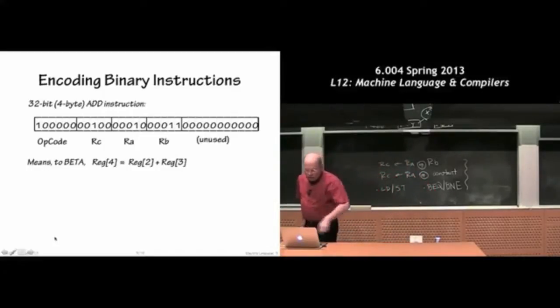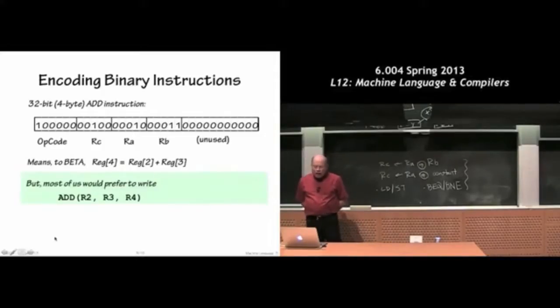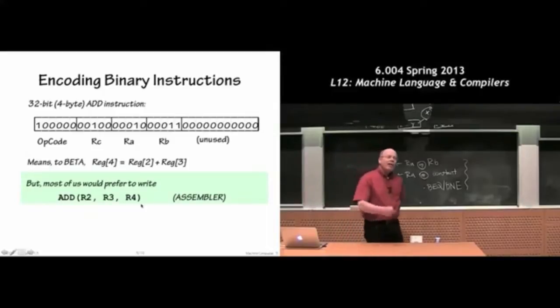So at the lowest level, what we have is this very simple binary format. Most of us would prefer, even if writing an individual instruction, to use some sort of symbolic representation where we say, look, I want to do an add of R2 and R3 and put the result in R4 rather than writing out this magic 32-bit string. So this is what's called assembly language. And we'll talk a little bit about that in the next 10 or so slides.